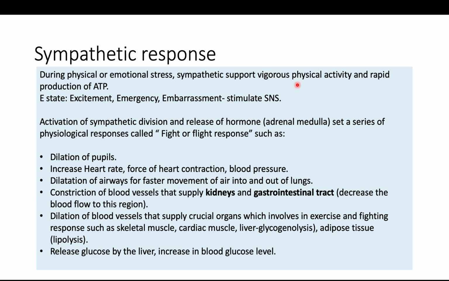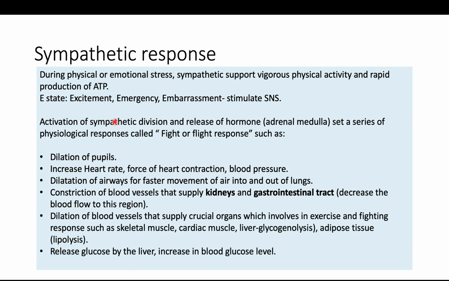Okay. So physical activity, of course, means rapid production of ATP, which means that during the catabolism process, during the sympathetic system, your body starts to break down all of the energy resources that you have because you're going to fight or you're going to flee.